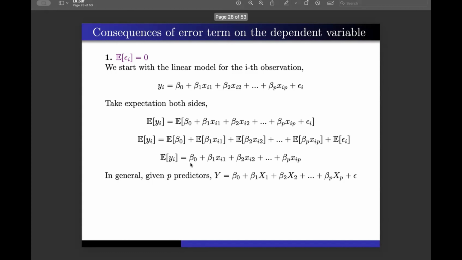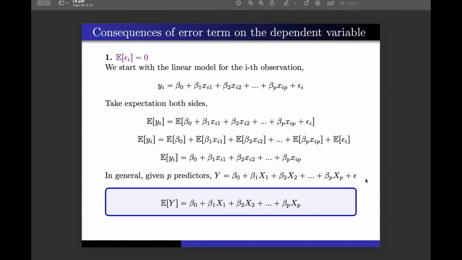xip. In general, given any p predictors, the linear model equation can be written as y is equal to beta naught plus beta 1 x1 plus beta 2 x2, so on and so forth, beta p xp plus e. As a consequence of the assumption that the expectation of the error term is equal to 0, we have that the expectation of the dependent variable y is equal to beta naught plus beta 1 x1 plus beta 2 x2, so on and so forth till beta p xp.